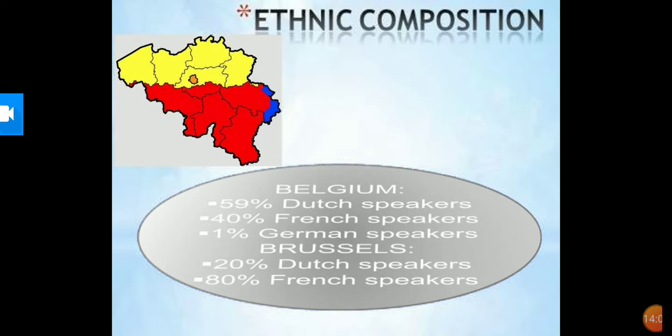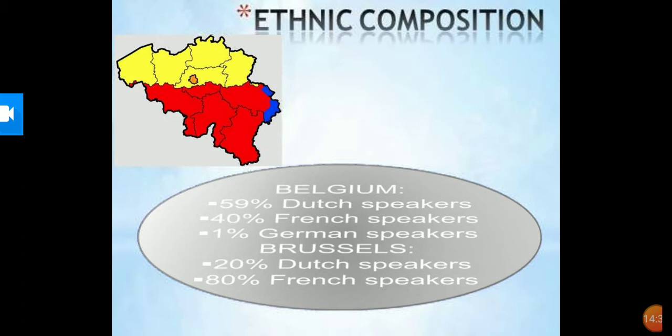59% live in the Flemish region and speak the Dutch language. Another 40% of people live in the Wallonia region and speak French. The remaining 1% of the Belgians speak German. The capital of Belgium is Brussels, where 80% of people speak French while 20% are Dutch speaking.